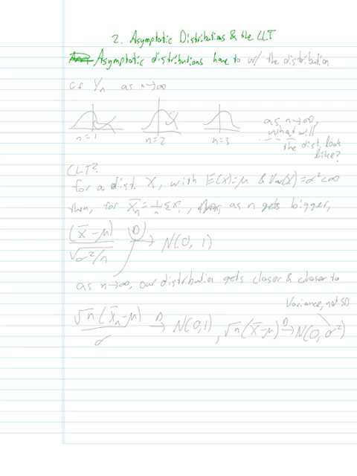So when I say asymptotic distribution, I'm talking about the distribution of some sequence of distributions, we'll call them y sub n, as n converges to infinity.